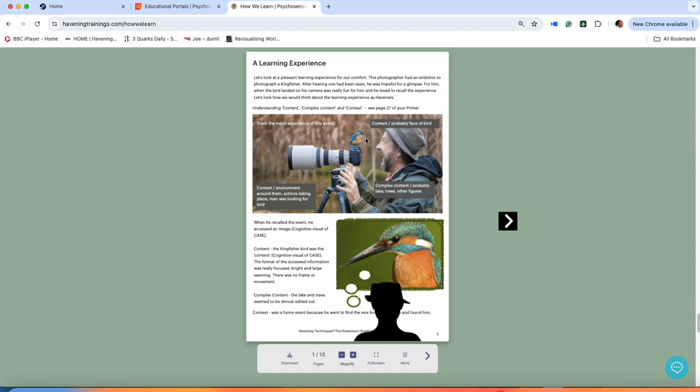So when the person recalls, they access that, and the most important thing becomes the content, and often the complex content is faded out.